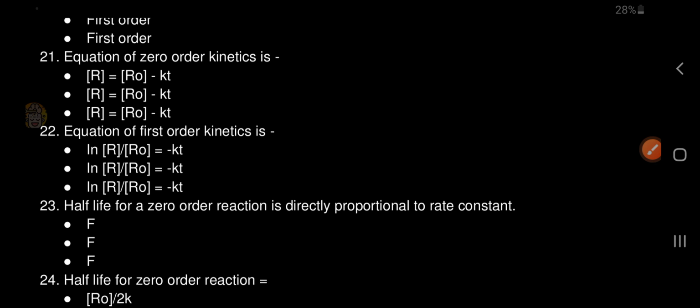Equation of first order kinetics is ln R by R naught equals minus Kt.